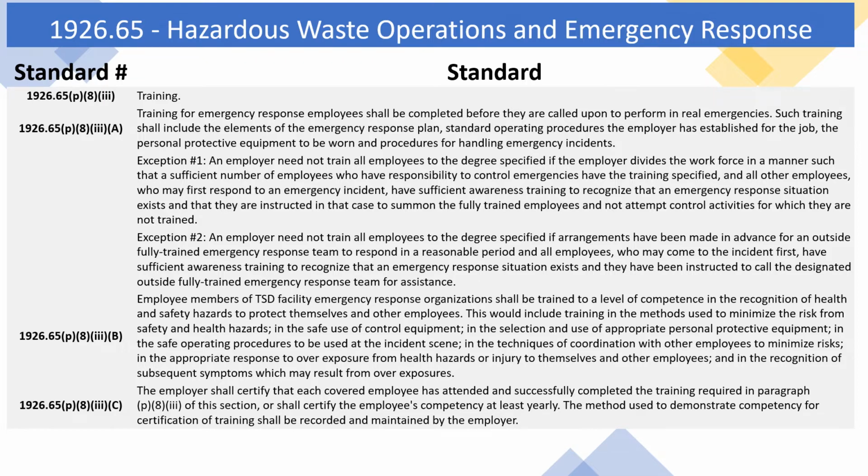1926.65 P8-2, Elements of an emergency response plan. The employer shall develop an emergency response plan for emergencies which shall address, as a minimum, the following areas to the extent that they are not addressed in any specific program required in this paragraph. 1926.65 P8-2A, pre-emergency planning and coordination with outside parties. P8-2B, personnel roles, lines of authority, and communication. P8-2C, emergency recognition and prevention.